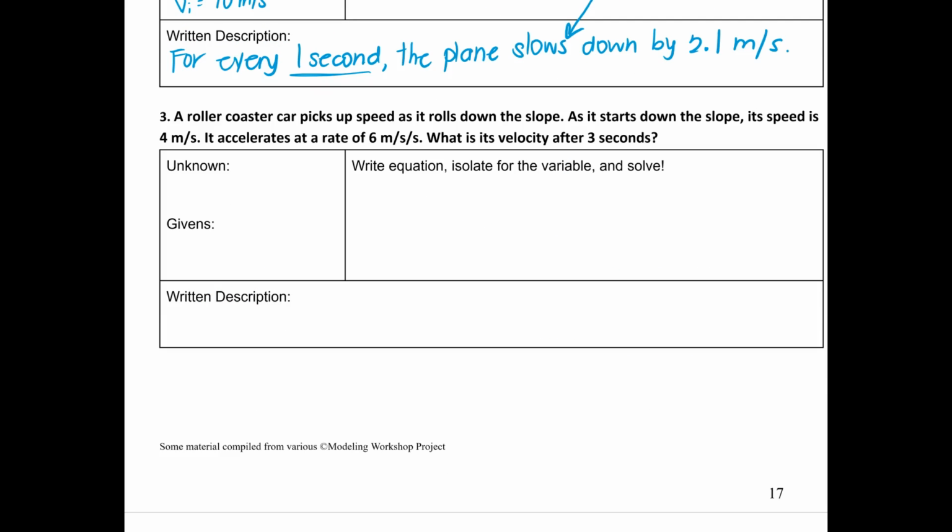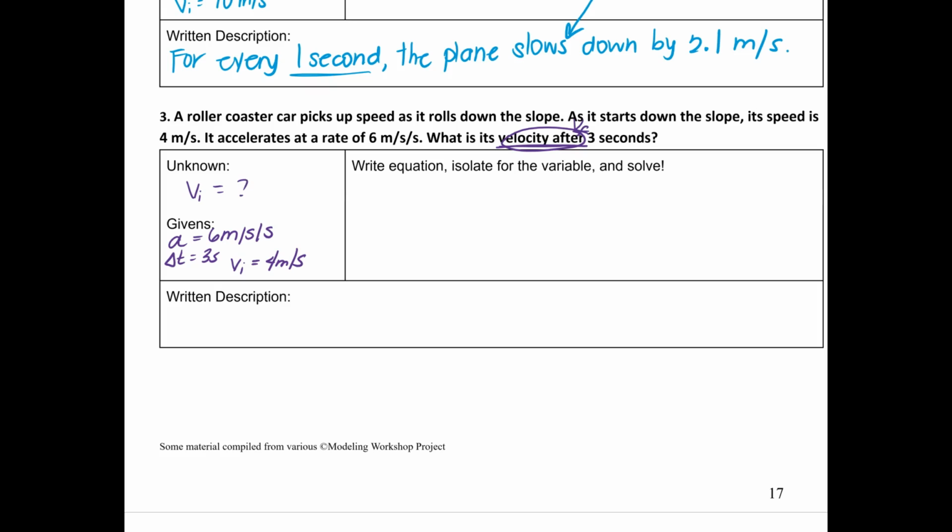All right, and for our last problem, we have the roller coaster picks up speed as it rolls down the slope. As it starts down the slope, its speed is 4 meters per second. It accelerates at a rate of, they give us the acceleration, 6 meters per second per second. And it's asking for the velocity after. So velocity after means final velocity. They give us the change in time, which is 3 seconds, and the initial velocity at 4 meters per second. Right? And so what we're missing is the final velocity.